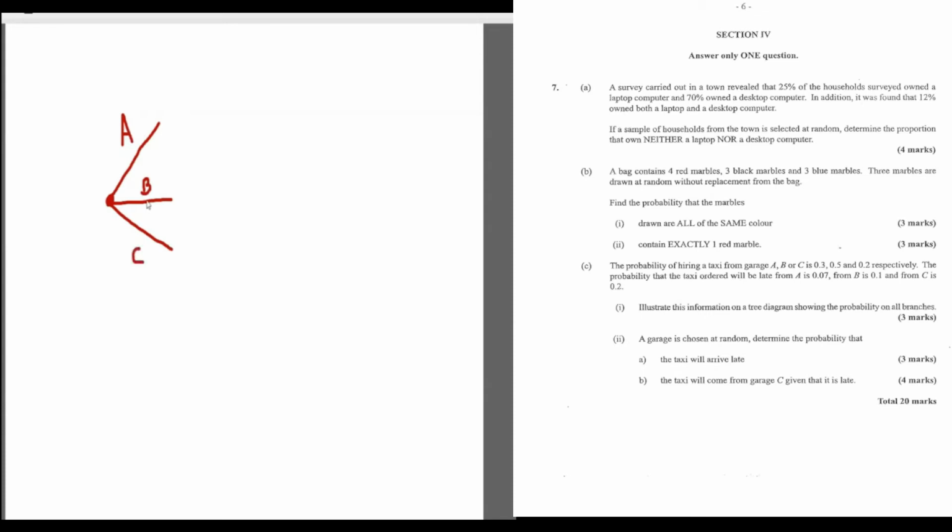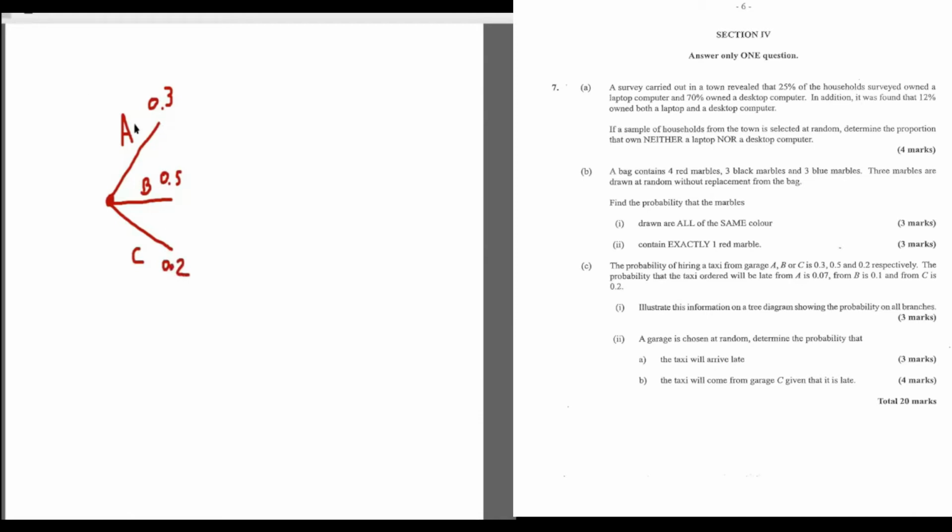Chance of you using taxi A is 0.3. Chance of you using taxi B is 0.5. Chance of you using taxi C is, I think that's a 0.2. And then it gives us the chance of each of them being late.